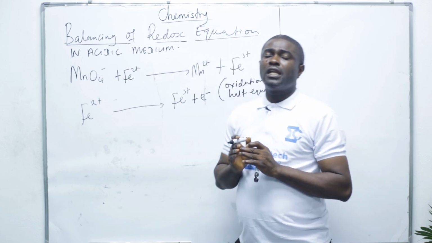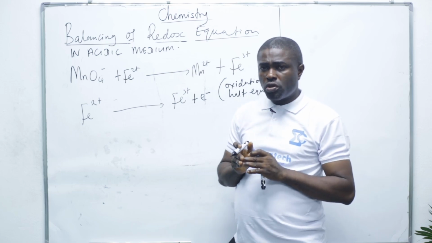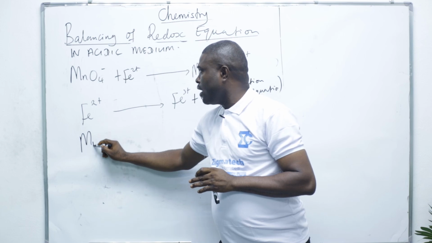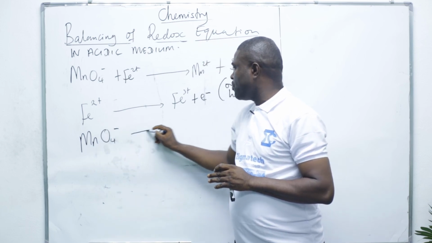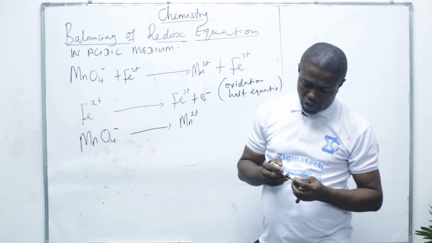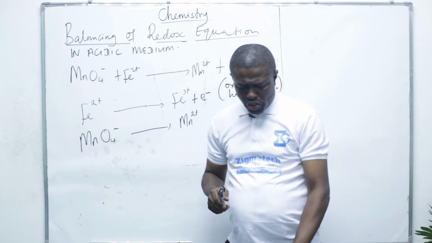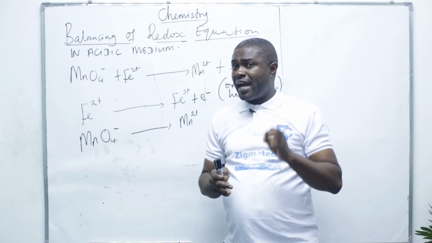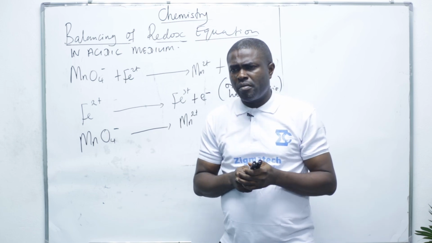I will now pick up the next part of this equation, which is the reduction half reaction, which starts with MnO4 minus, moving towards Mn2+. Please pay attention to this. When you are balancing the equation in acidic medium, the moment you see the presence of hydrogen and oxygen, we have a special way of balancing them.